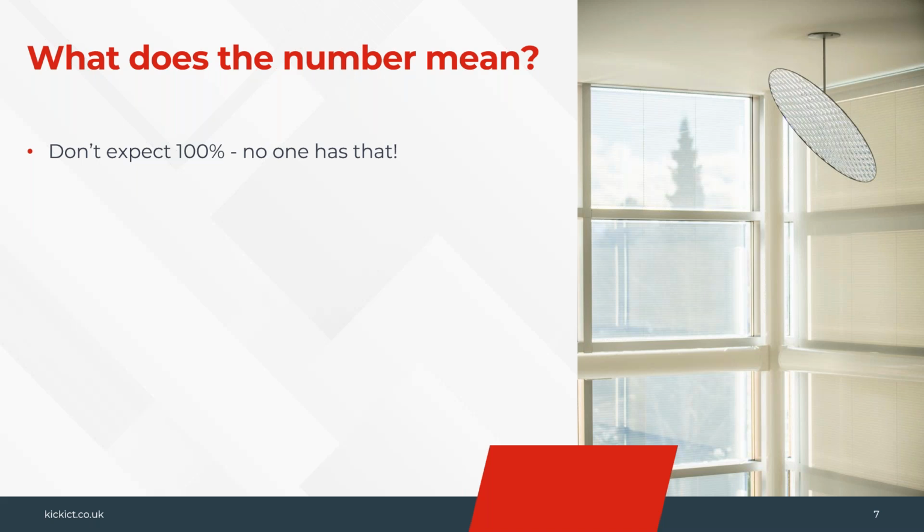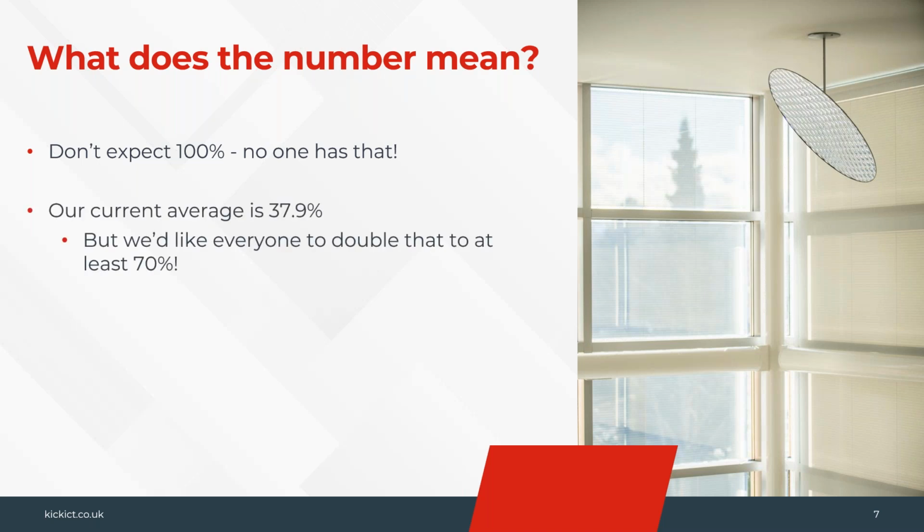So the main thing is a lot of the time you won't want to get, or you wouldn't get, to 100%. And in fact, our current average is 37.9% across all our customers. We'd like to double that though. So the number that we want to try and look at is around 70%. From your scores, 70% for us would mean that you've got a reasonably secure environment in place and you've ticked a lot of the boxes that do that.